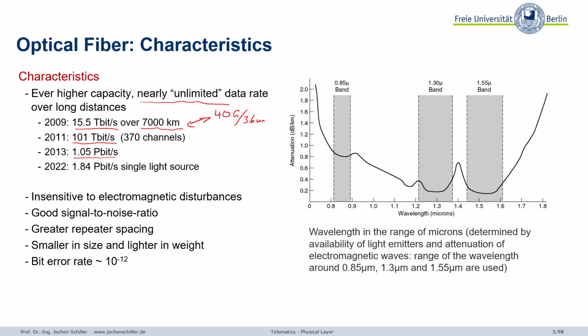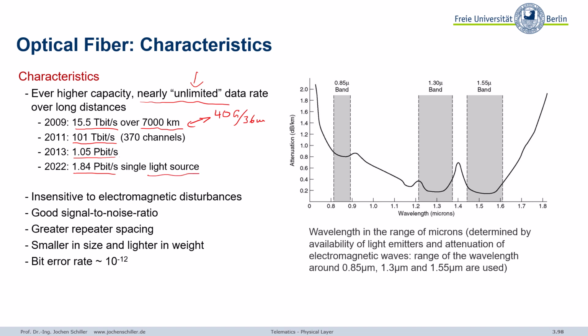And 22 years ago, there was the first light source to generate impulses fast enough for 1.84 petabit per second. And this is why many people say, okay, unlimited, because with 1.84 petabit per second, we can transmit the worldwide internet traffic over this single light source, at least today. So that's quite a lot.